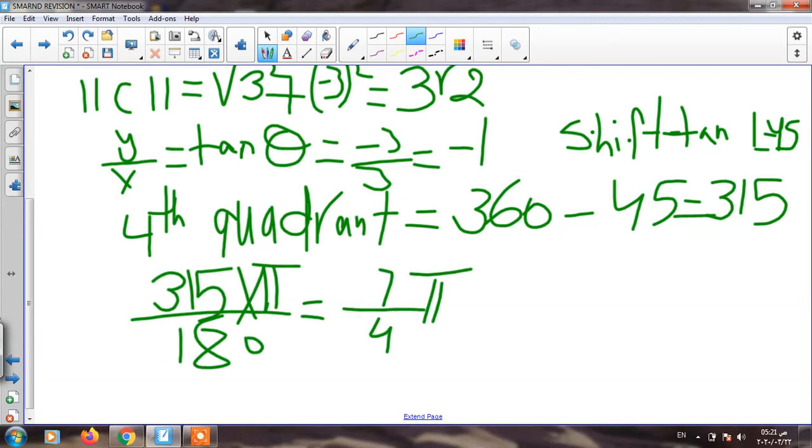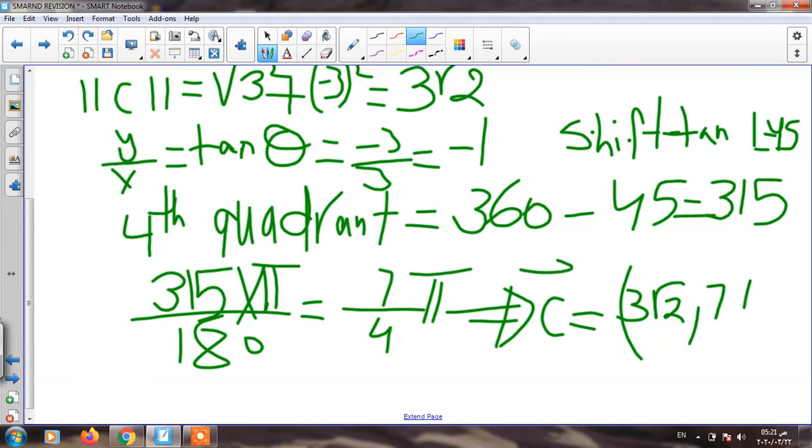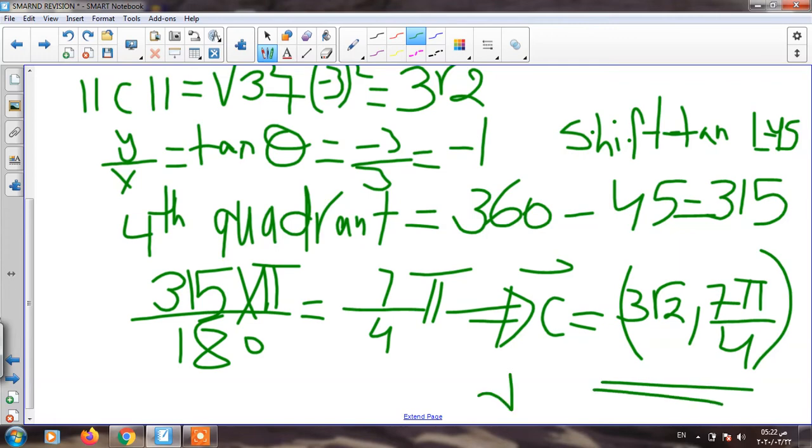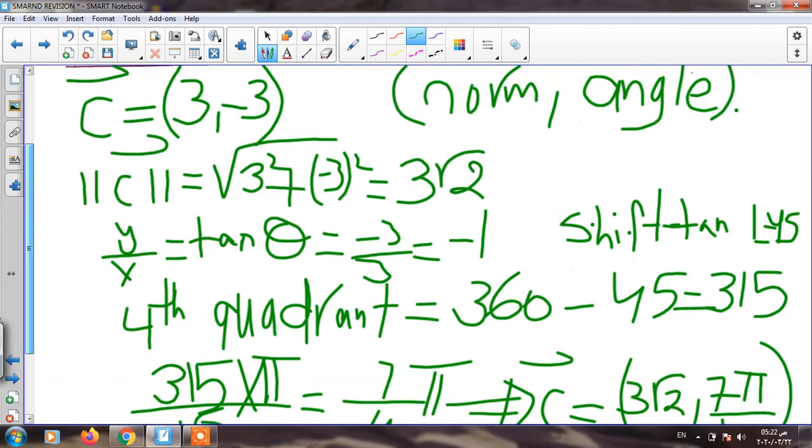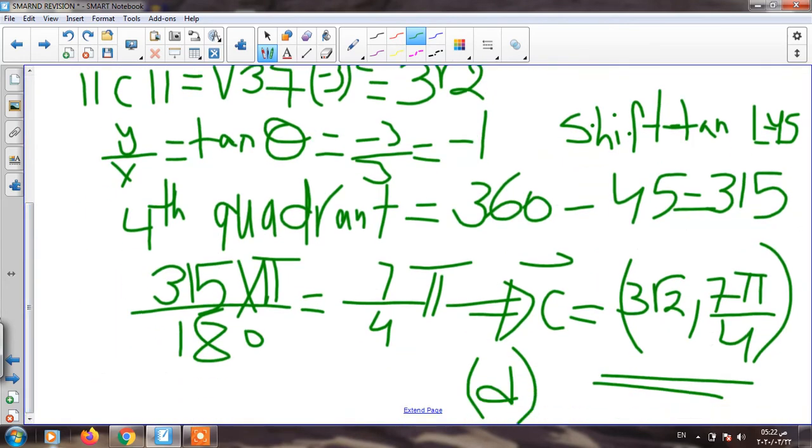At last, the C vector is going to be in polar form: 3√2 and the angle 7/4 pi, which is choice number D. Next question.